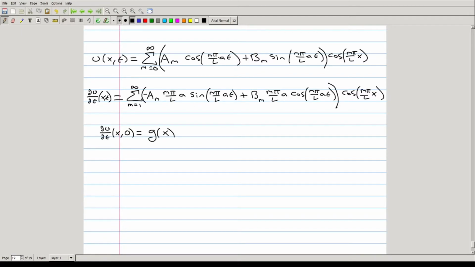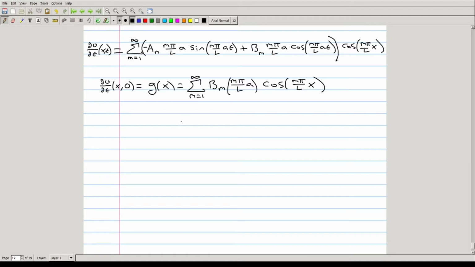When you plug in t equals 0 here, you get 0 for all of these terms, and then 1 for all the cosines here. This becomes the summation from m equals 1 to infinity of Bm times m pi over L a times 1 times cosine of m pi over L x. And this is of the form of the Fourier cosine expansion for the function g of x.